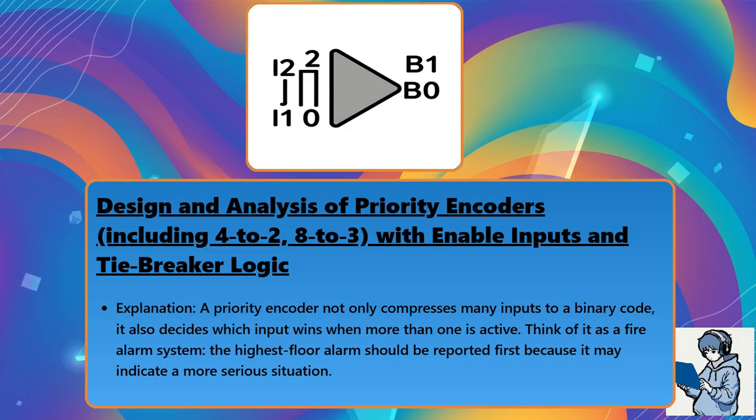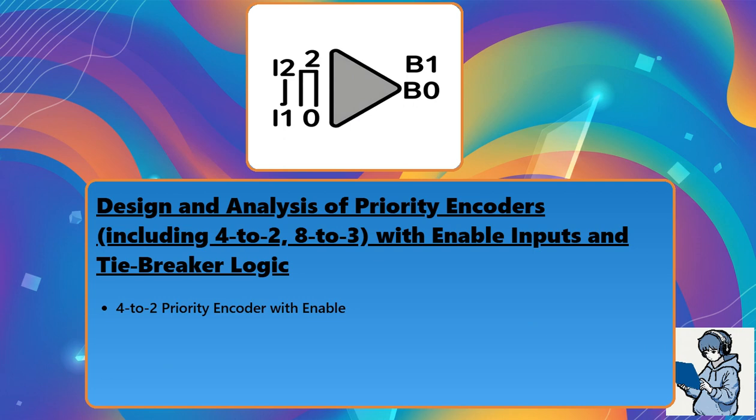Explanation: a priority encoder not only compresses many inputs to a binary code, it also decides which input wins when more than one is active. Think of it as a fire alarm system: the highest floor alarm should be reported first because it may indicate a more serious situation. 4 to 2 priority encoder with enable.